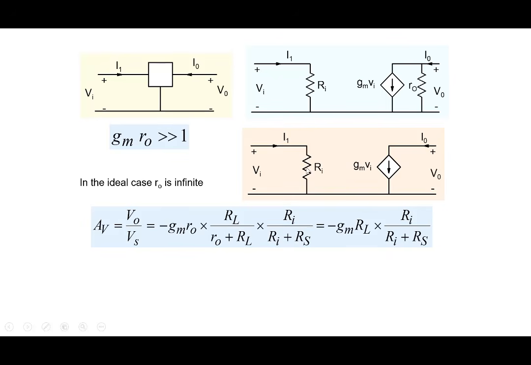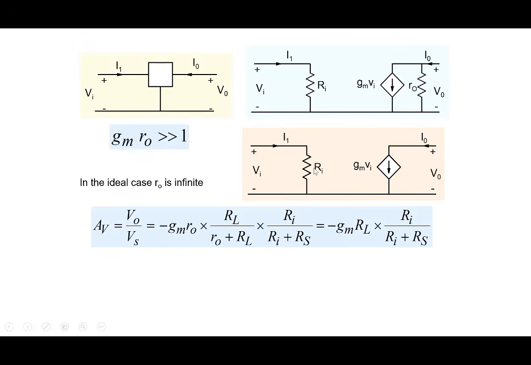And we saw that if you want to build an amplifier using this, this is the expression that we got: minus GM R0 RL by R0 plus RL, times Ri by Ri plus Rs. Now, since we have chosen R0 equal to infinity, this term goes away, and we are left with Ri by Ri plus Rs. Ri is also an element of the transistor.